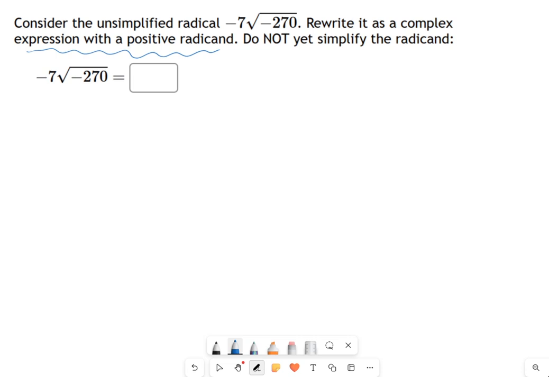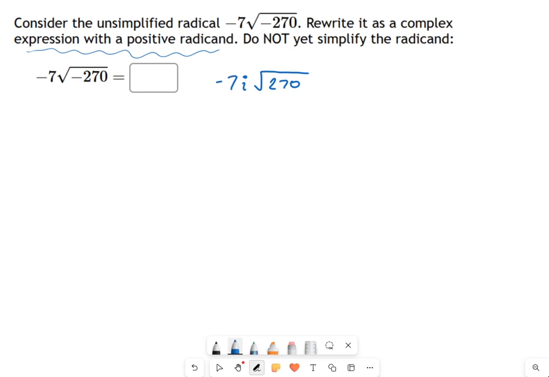If you remember the rules of square roots, you can't have a square root of a negative. And the way we handle that is we take that negative sign, we drop it, or we move it outside the radical. And the way it shows up outside the radical is an i. Okay, that's what the negative sign inside the square root turns into.